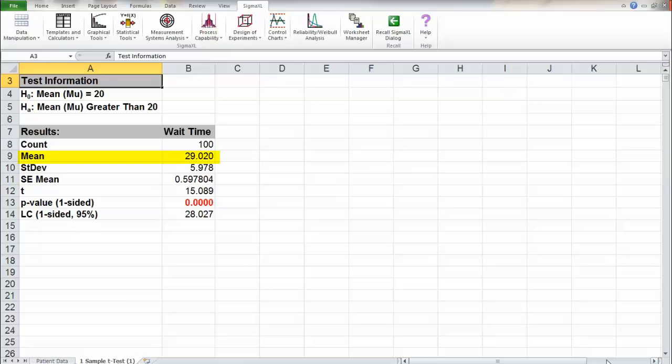This box is showing us that for our sample of 100, average wait time was 29 minutes. The confidence interval is showing us 28 minutes. This is the lower bound of the confidence interval. What does this mean? This says if we were to monitor all patients coming through our practice for a long period of time and calculate that average, that population average mu would be 28 minutes.